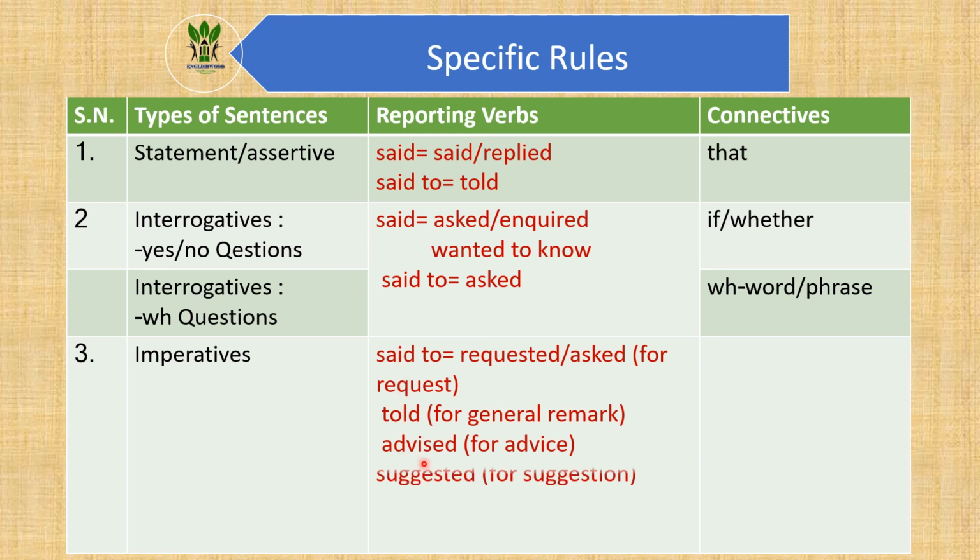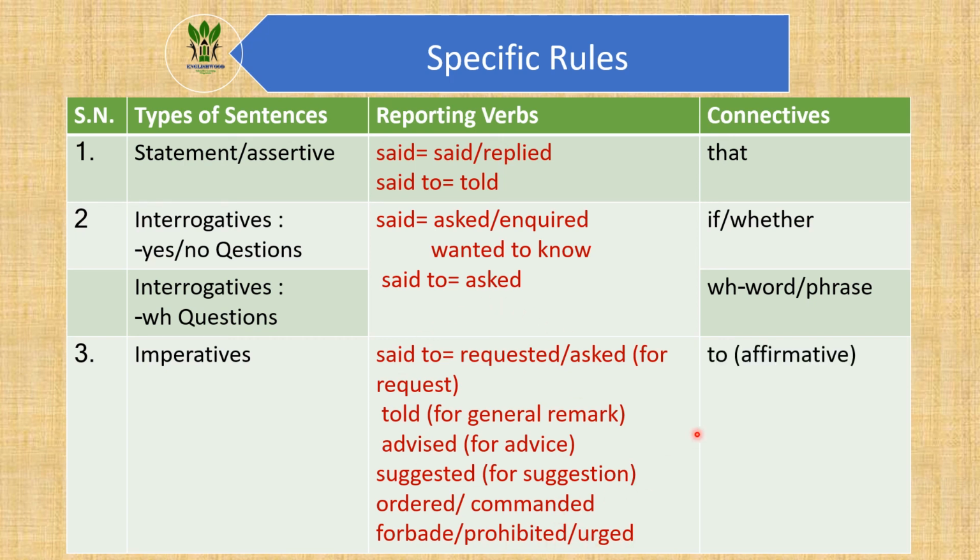Said to changes into advised for advice. If advice is given, it can be changed into suggested also. It can be changed into ordered or commanded. It can be changed into forbade, prohibited, or urged, on the basis of the type of sentence. As connectives, you have to use to for affirmative sentences, and for negative sentences, you have to use not to.